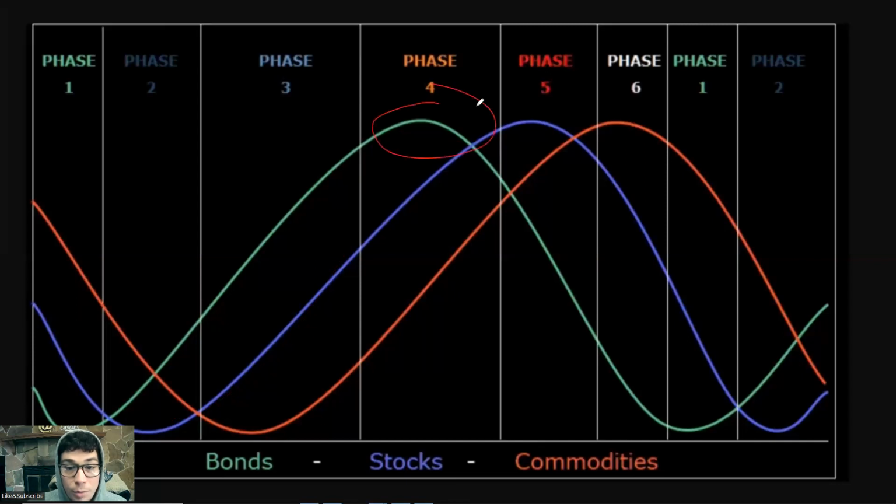Now, bonds also peak first, and they peak before stocks, and they peak before commodities. So just keep this in mind. This is a really useful chart just for understanding how investing in the different areas, whether it's bonds, stocks, and commodities, kind of work out.